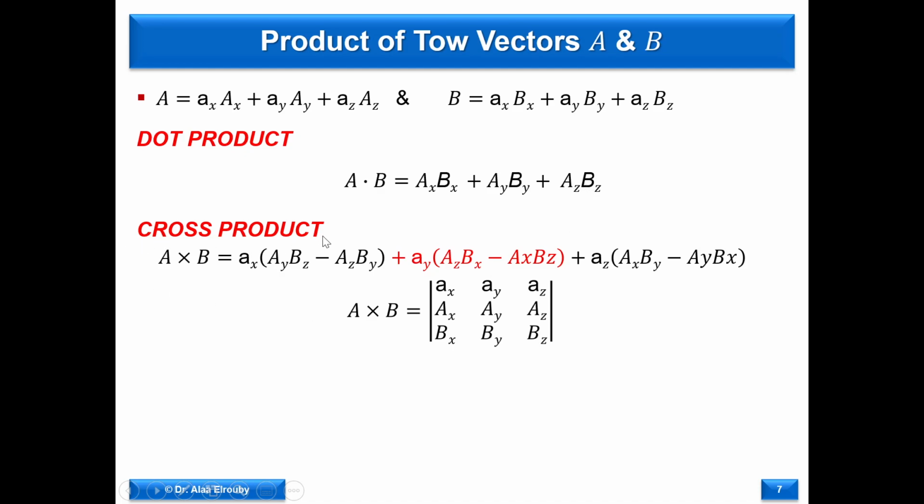The cross product for the two vectors is the determinant of this matrix. So it's ax, ay, az. Then we write down the components here and calculate the determinant of this matrix, and this would be the result for the cross product.